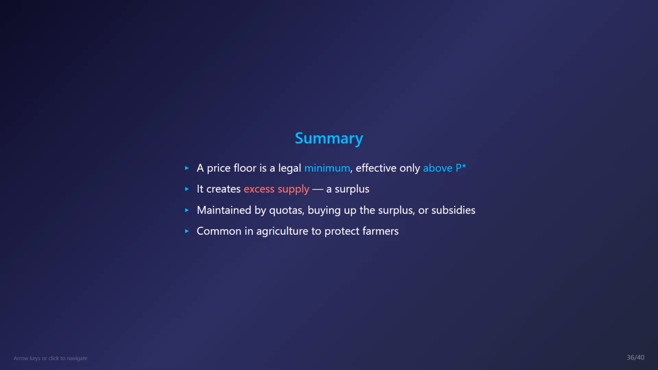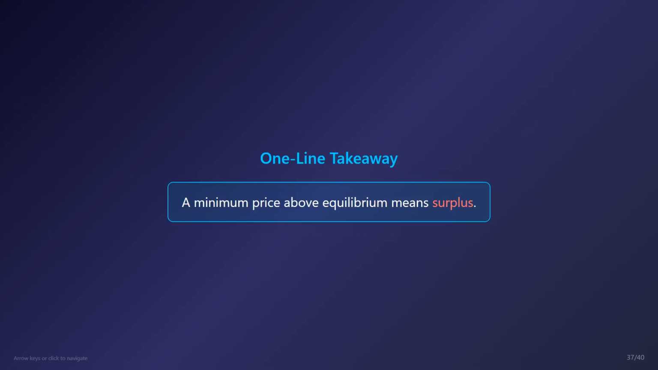A price floor is a legal minimum price, and it only bites when it's set above equilibrium. It creates excess supply, which is a surplus. The government maintains it using production quotas, buying up the surplus or subsidies. And it's common in agriculture to protect farmers. The one line to remember: a minimum price set above equilibrium always means a surplus.